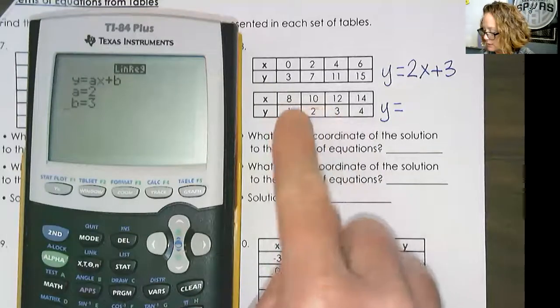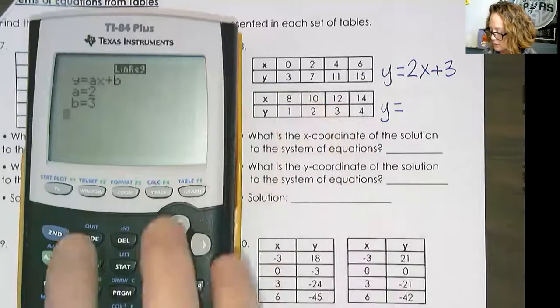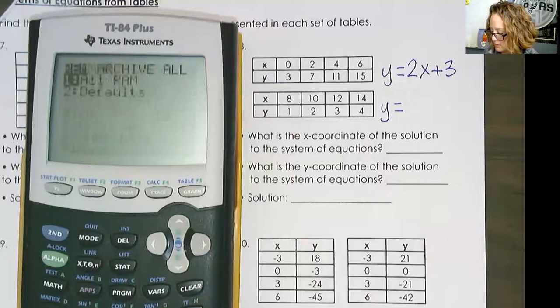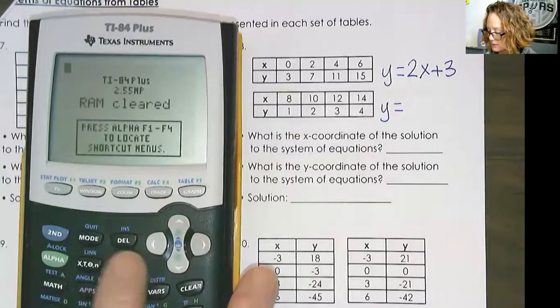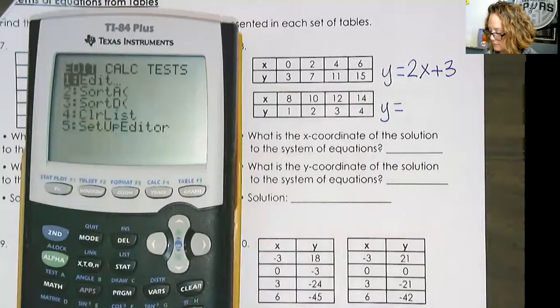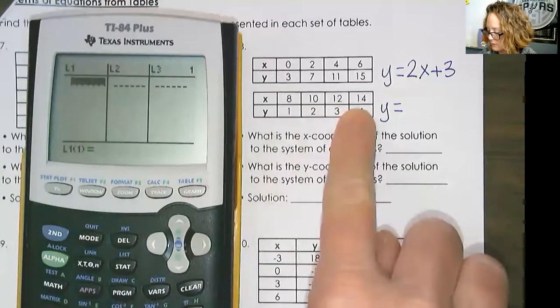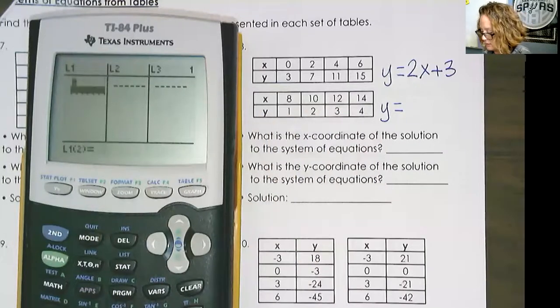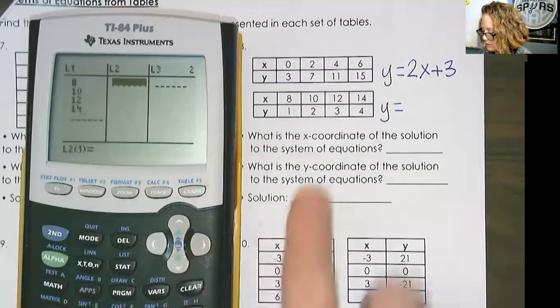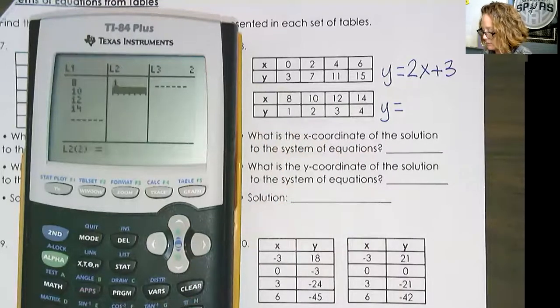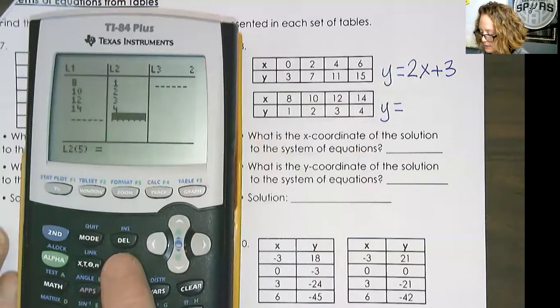Now we're going to do our second table. So second plus 7, 1, 2 clears the calculator. Stat, we want edit. And then we're going to put in those values. 8, enter, 10, enter, 12, 14. Use your arrow keys to get to the y's. 1, 2, 3, 4. And then you're going to hit the stat key again.